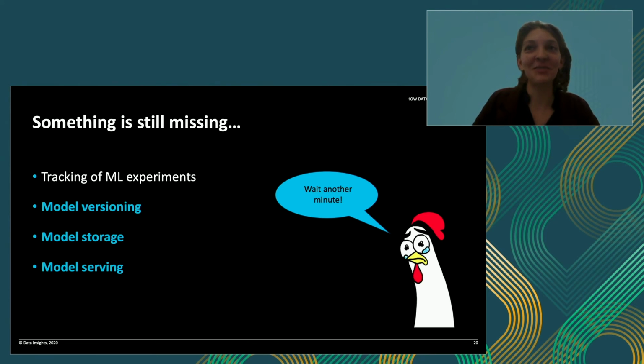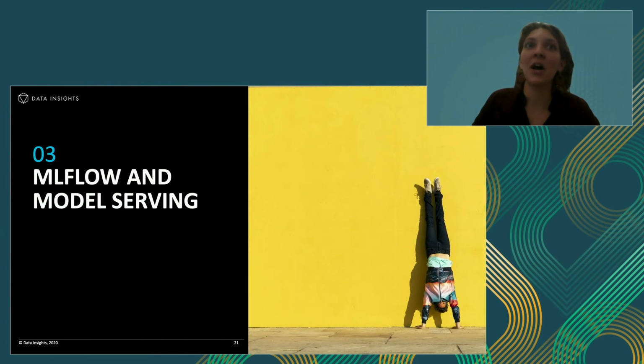And then Mr. Chicken came again. He was quite sad and said, hey guys, you're still missing something. You're missing the tracking part of your machine learning experiment. You're missing the model versioning. You're missing the storage and the serving. Now, for all of you that have been following till now, I'm guessing you already know what I'm going to talk about. And actually, here you are. We are going to present you how we used MLflow.